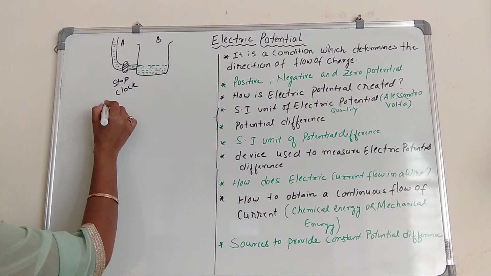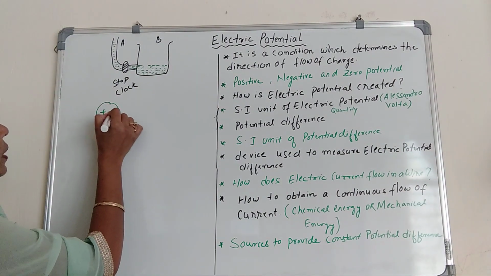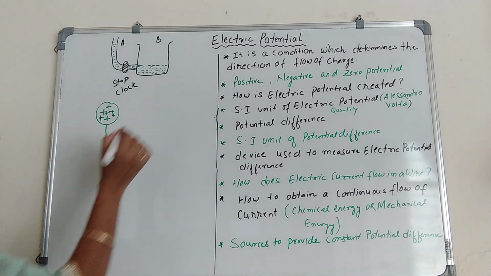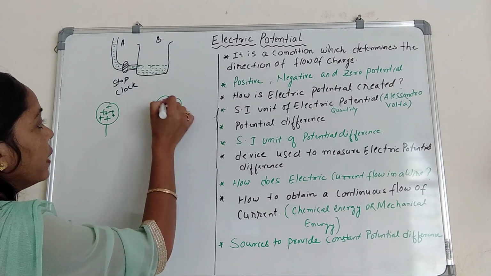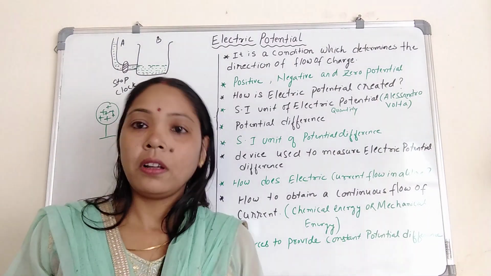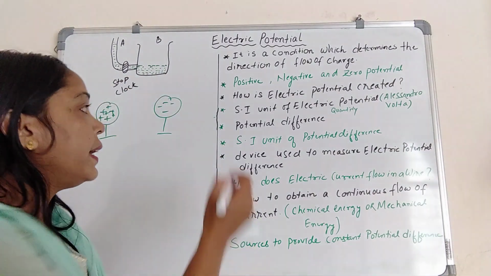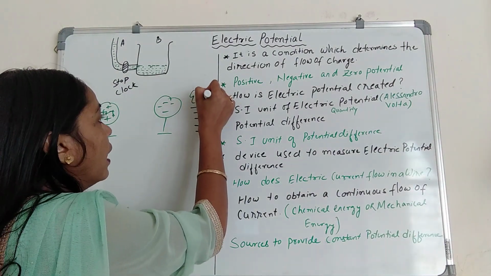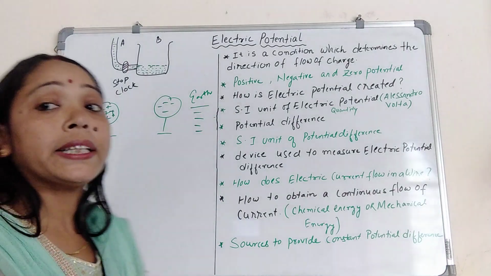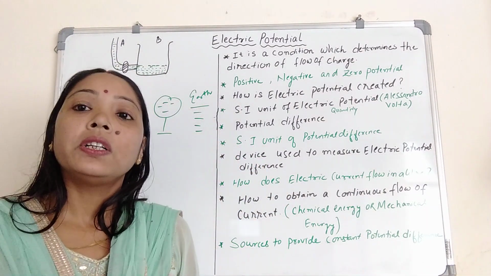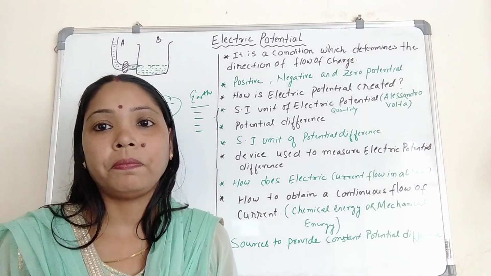So, if I draw a positively charged body, this one will be your higher potential. A negatively charged body, this one is your negative potential. And Earth, this is the symbol of Earth. So Earth, or you can say earthing, is always considered as zero potential.